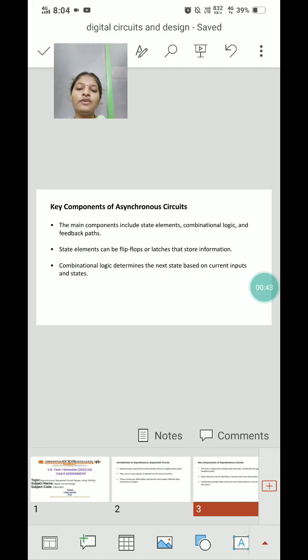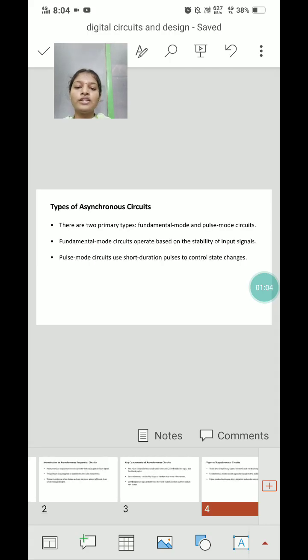Key points of asynchronous circuits. The main components include state elements, combinational logic, and feedback paths. State elements can be flip-flops or latches that store information. Combinational logic determines the next state based on current inputs and states.